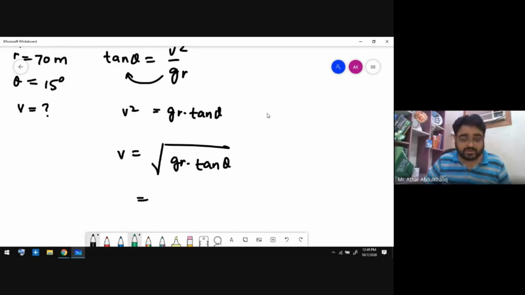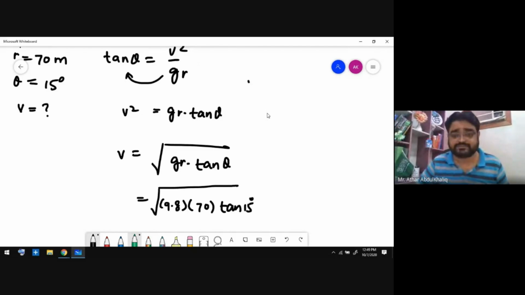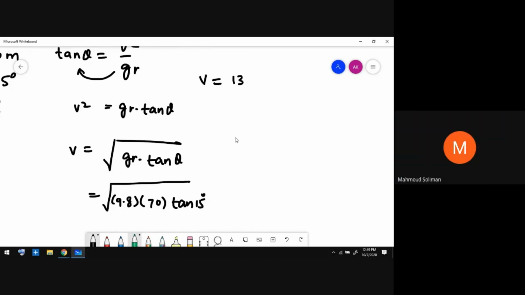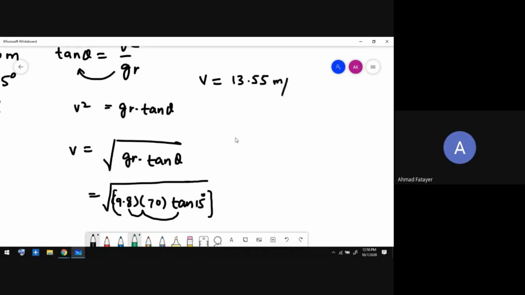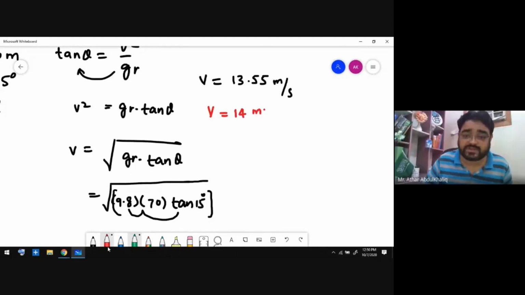Now just substitute the values, please. 9.8, r is 70, tan 15 degrees. Do it all together and give me the final answer. 13.55. So 13.55 meters per second. Ahmed, what will be your final answer? Round it off, 14 meters per second. Okay, thank you.